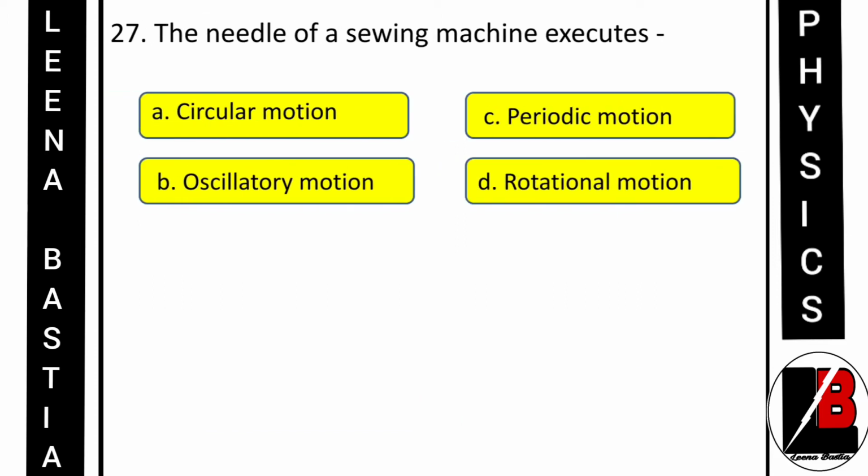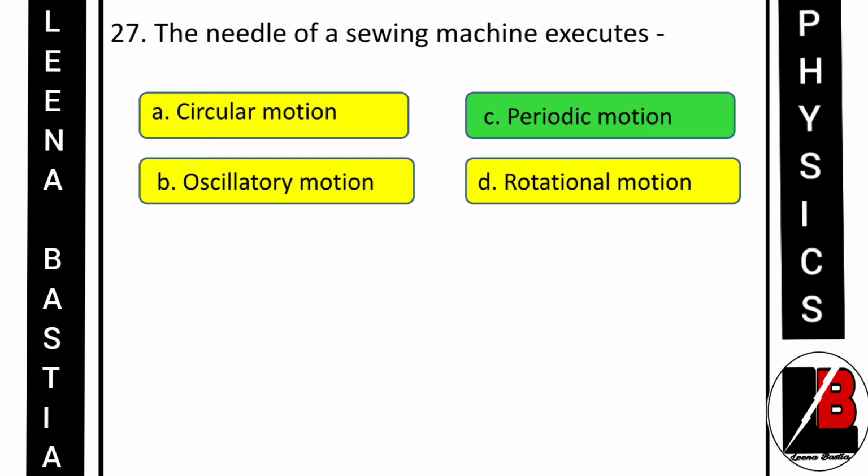Right. Next question. The needle of a sewing machine executes. What type of motion it is asking? Options are circular motion, oscillatory motion, third is periodic motion, and D option is rotational motion. What it will be? It will be periodic motion. Children, here you have to remember, it is asking about the needle. It is not asking about the cloth. The cloth that we are sewing is actually moving forward. You can go for rectilinear motion for it, but the needle moves up and down, that is a type of periodic motion.